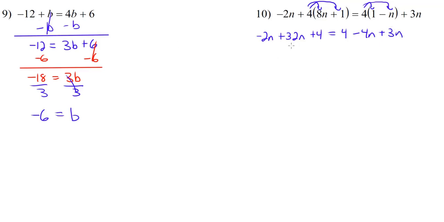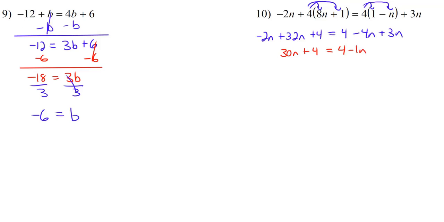Now we can combine some like terms. On the left, we have negative 2n plus 32n. That is going to be 30n, because different signs subtract and keep the sign of the bigger number. And on the right, we have negative 4n and positive 3n. That's going to be negative 1n.